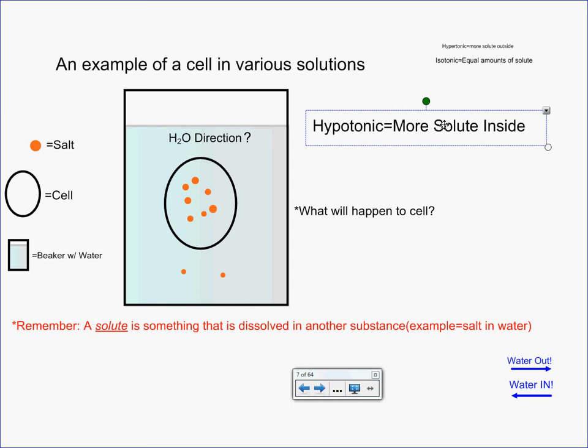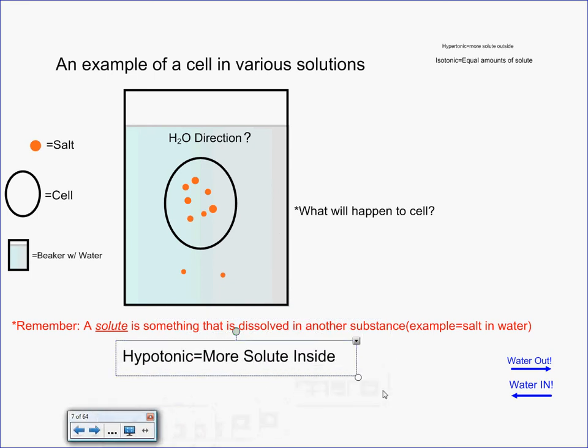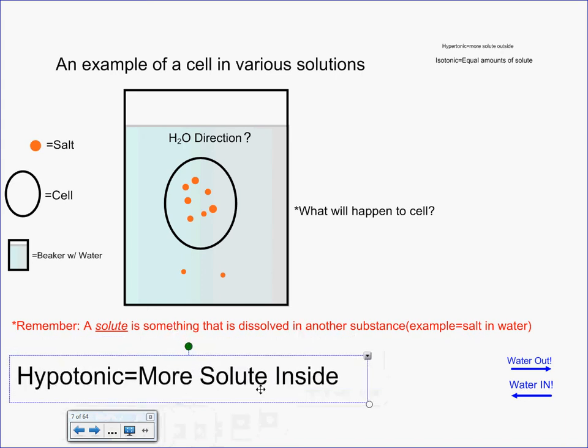Hypertonic is the first definition that I think you guys should have. So I'll bring it down here. And it says, if you have a hypertonic solution, that means there's more solute inside. I'm sorry, this is hypotonic. Hypotonic, there's more solute dissolved inside of the cell.